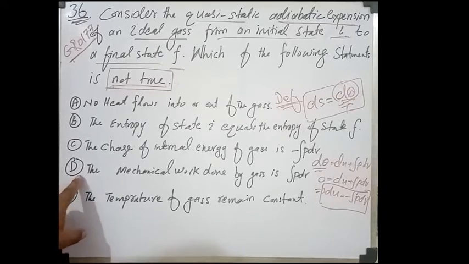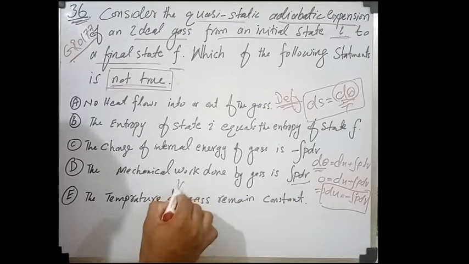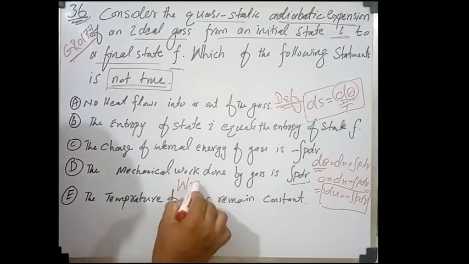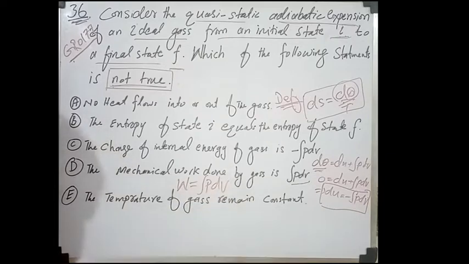Option D, the mechanical work done by the gas is integral P dV. So this is also the right option. The work done by the gas is always equal to integral P dV. The last option is, the temperature of the gas remains constant.